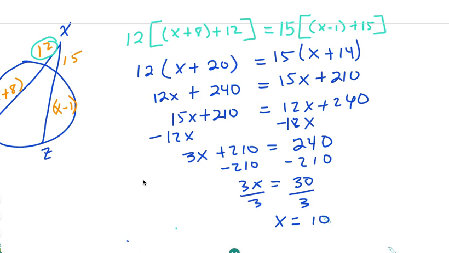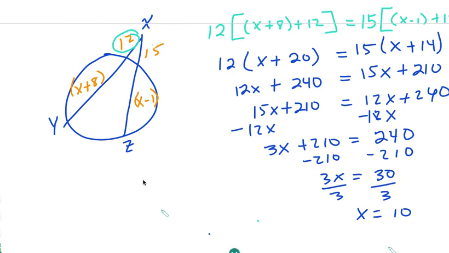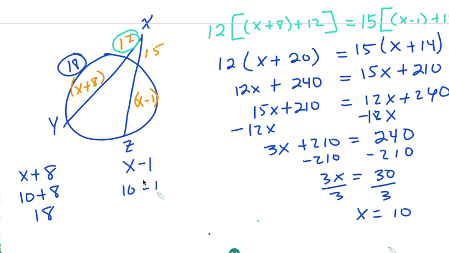So now that I have x, I can come over here and find the lengths of the two parts of the secant that are missing. So x plus 8 would be 10 plus 8, which would be 18. And x minus 1, which would be 10 minus 1, which would be 9, is the other part of the secant that's missing.